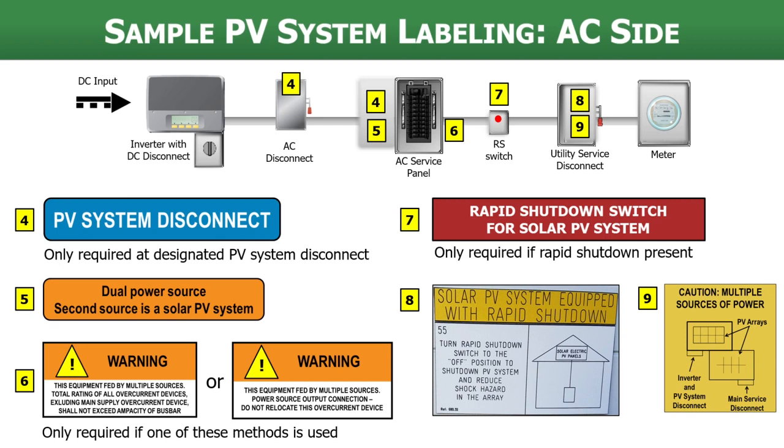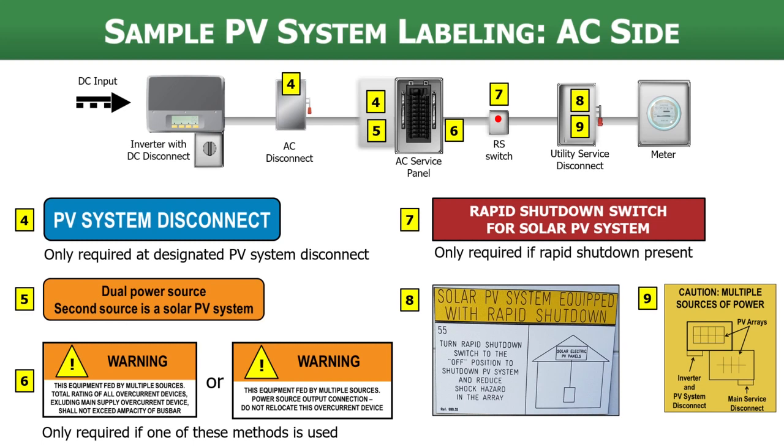Then our labels identified as number 6 are only required if one of those methods from 705.12 are used. I'll use my laser pointer. On the left is the label for what we call the AC combiner panel. On the right is the label if you're using the 120% rule and you have a breaker in a load center, and that's your point of interconnection.